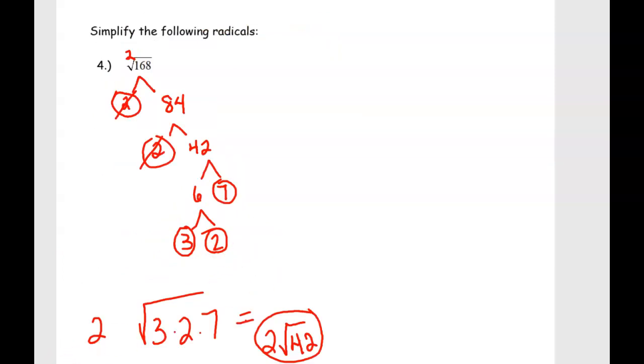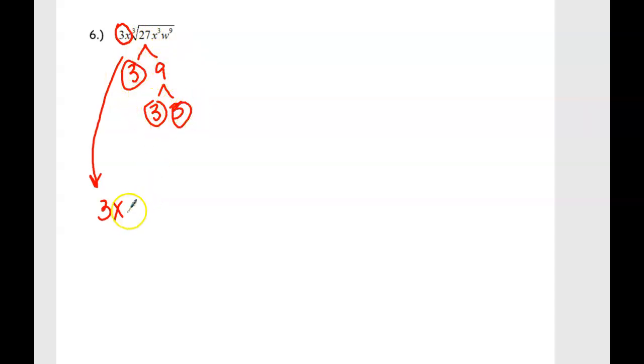Okay, so moving on, we've got number 6. So outside we've got a 3x, and we're going to bring that down. And we're looking for the cube root. Well, the cube root of 27 is actually 3, or you could have done it like this and said 3 times 9. Okay, and you can see we just have triple 3's. Our index is 3, so we're looking for triples.